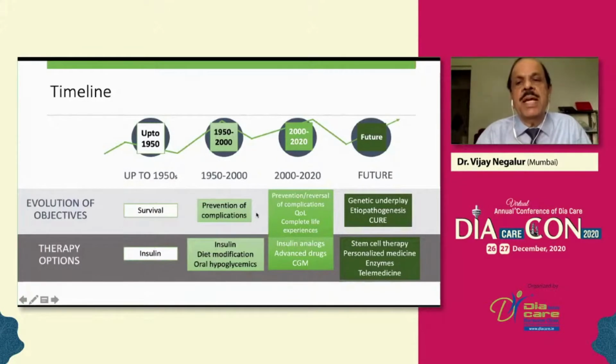As we progressed ahead, 2000 to 2020 is the era of prevention and reversal of complications and reversal of diabetes also, the good quality of life and complete life experiences that we expect for the patient to have. And for that, we have insulin analogs, the advanced drugs in diabetes and CGM. And the future will be looking at genetic underpinnings, etiopathogenesis, cure, and of course, stem cell therapy, personalized medicine, and telemedicine, all that we're going to discuss in short.